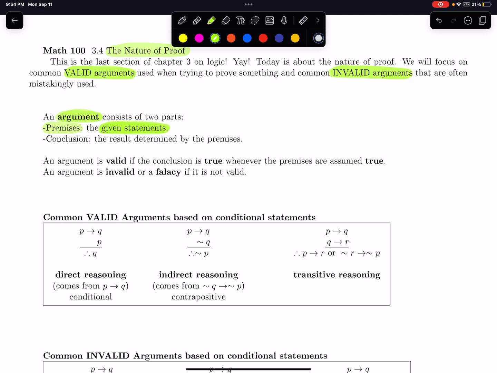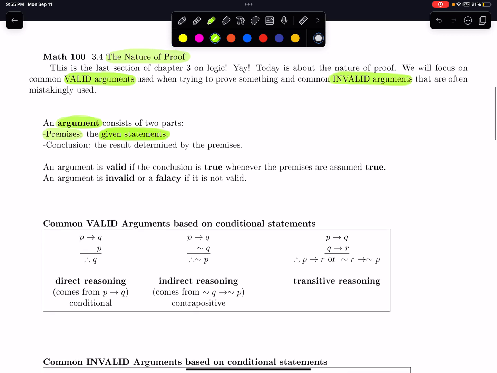If we're allowing those premises to be true, is the rest of the argument valid or not? That's our focus. We're assuming the premises, allowing them to be true every time, and from that point onward we're focused on whether the argument is valid. The premises are the first part of the argument. The second part is the conclusion. The conclusion is the result that's determined by the premises.